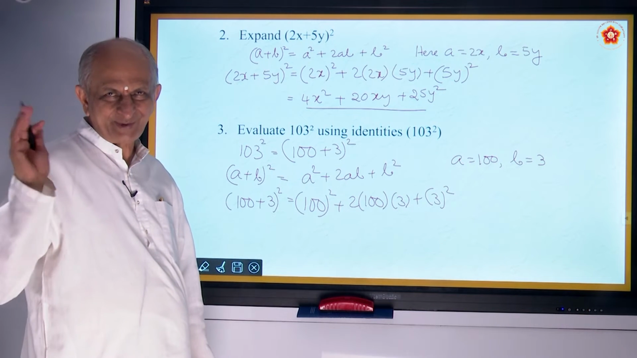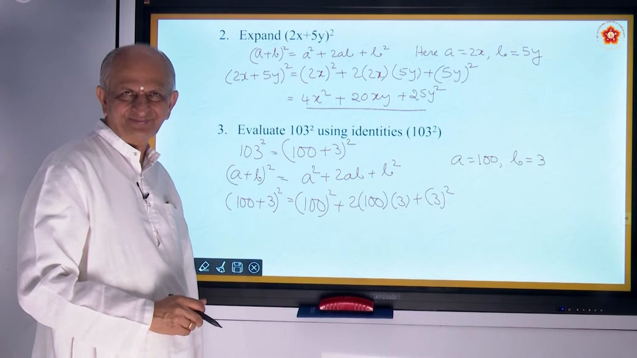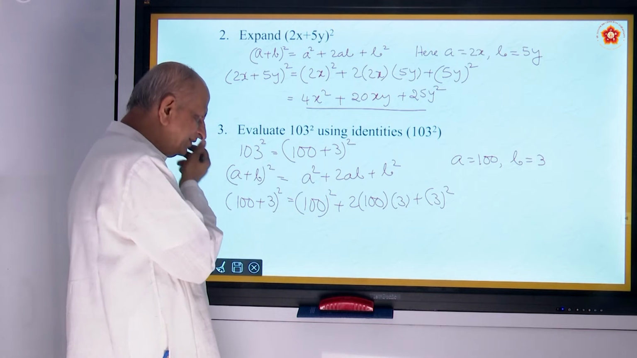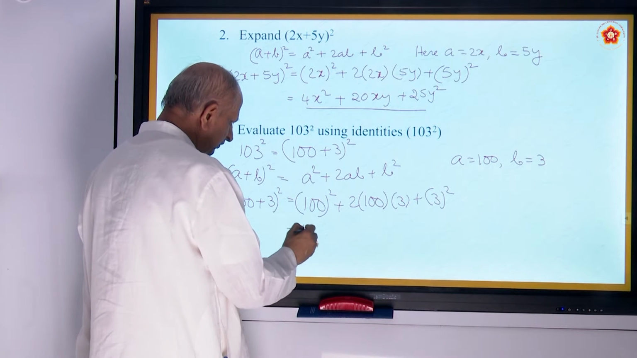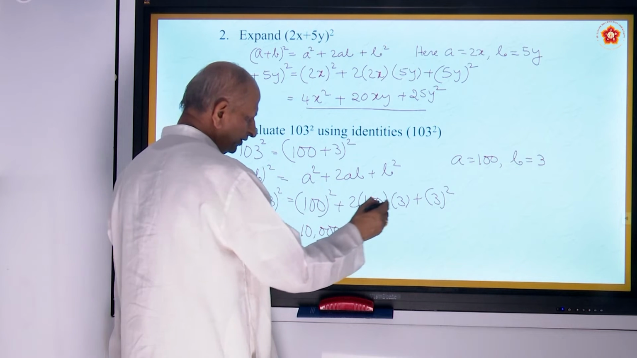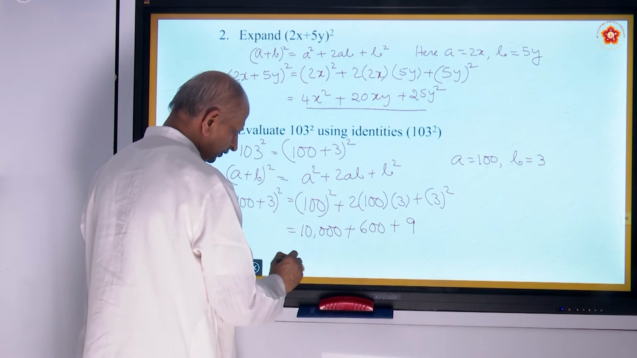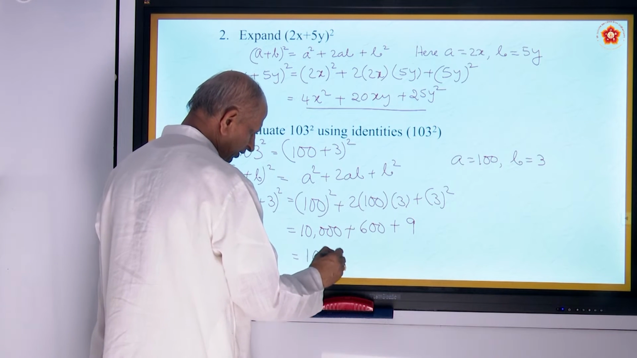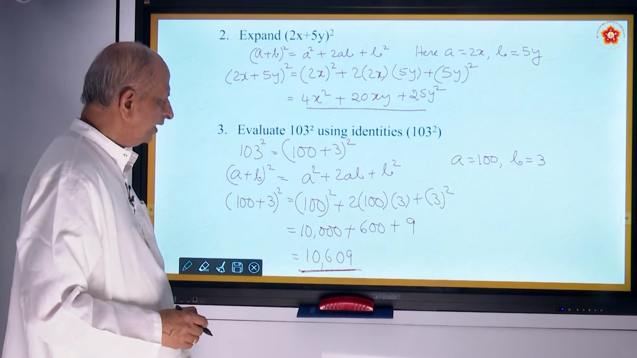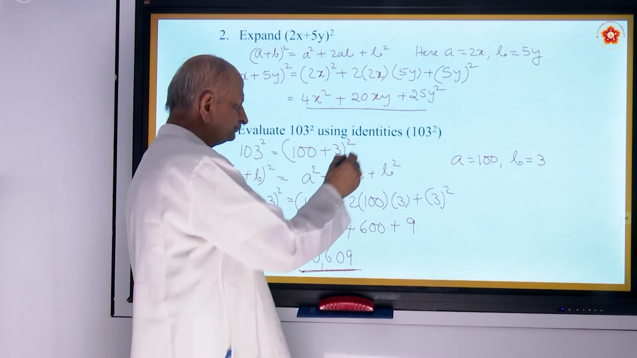Very simple and direct question. But only thing is you should know how to split it up. Okay? You must split it in such a way that you can find a square easily. What is 100 square? 10,000. 100 into 100. 4 zeros. 2 3s are 6. 600. 3 square is 9. So you have 10,609. That is the answer. So 103 square means 10,609.